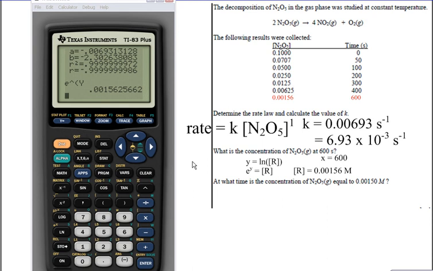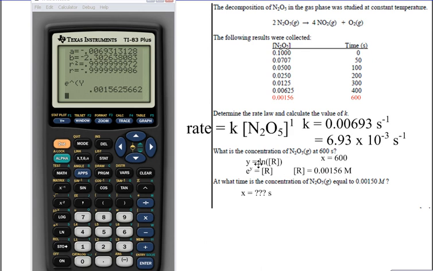All right, on to the next one. And gosh, I wish there was an easier way to do this next part, because whereas before we could just hit second calculate and our second trace and say I have a value for x, now we're saying at what time is the concentration equal to 0.00150? That means that I'm looking for an x value and I'm given a concentration.